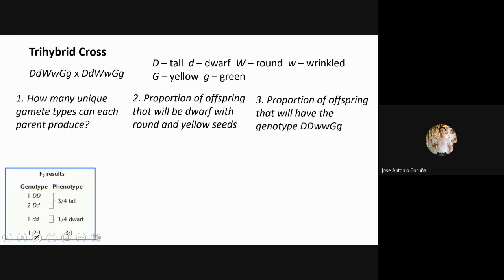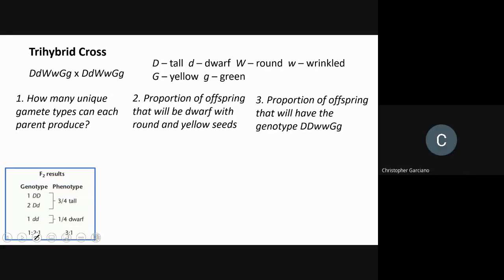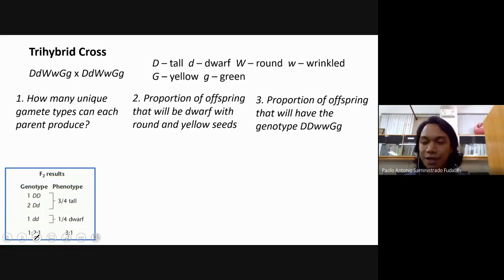Yes, sir. All right. For each parent, it would be 8 gametes. Okay, we'll see if that's correct later. What about for number 2? 9 out of 64, sir. That's number 2. Okay, we'll see if that's correct later on. Number 3.